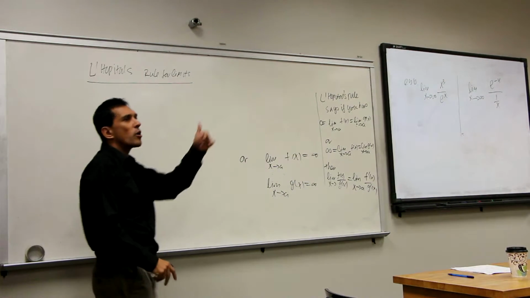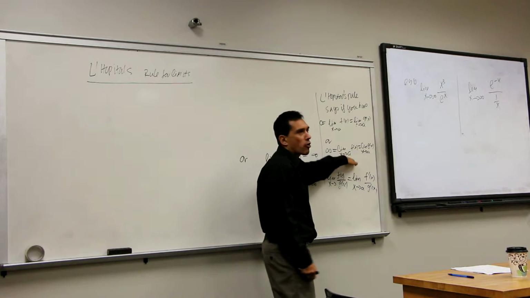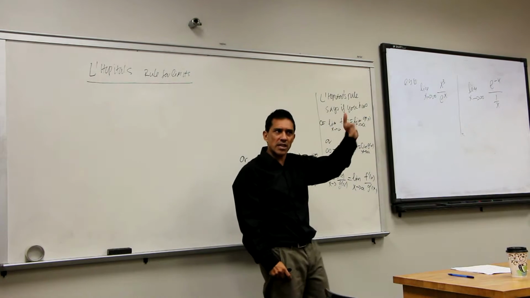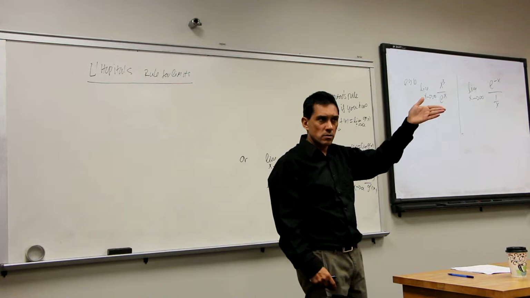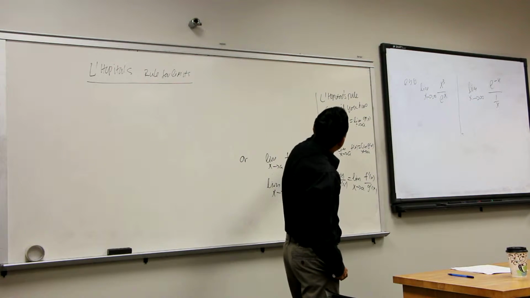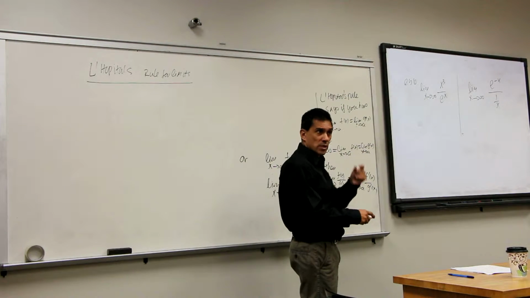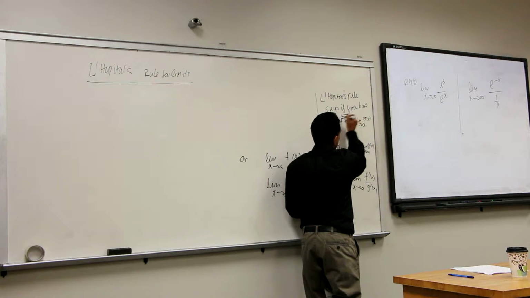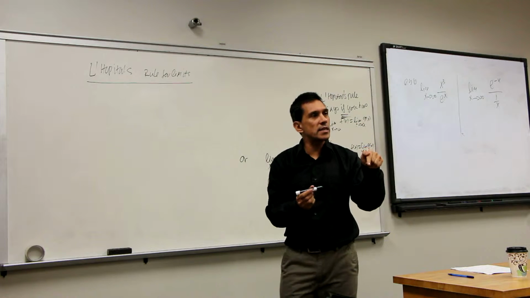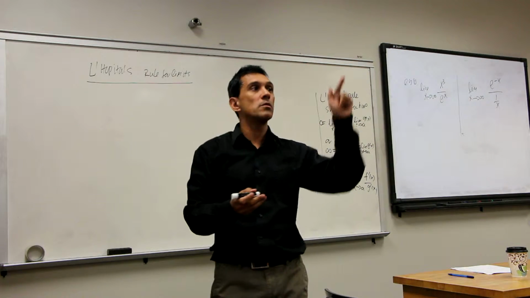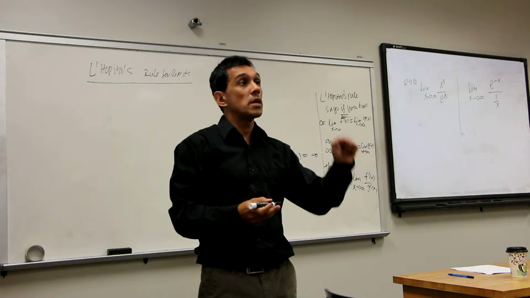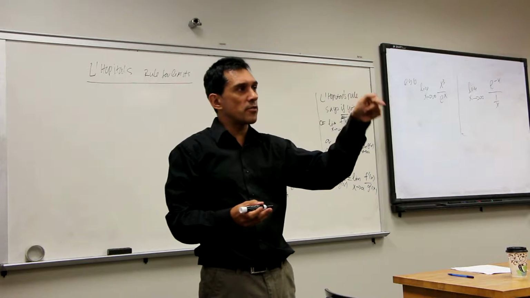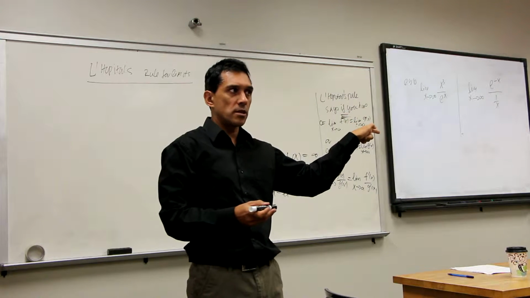So, first of all, you have to make sure you have the hypotheses. If your hypotheses are not met, you don't use L'Hopital's rule. If, what does if mean? The hypotheses. If the limit of the numerator is 0 and the limit of the denominator is 0, use it. If the limit of the numerator is infinity and the limit of the denominator is infinity, use it.